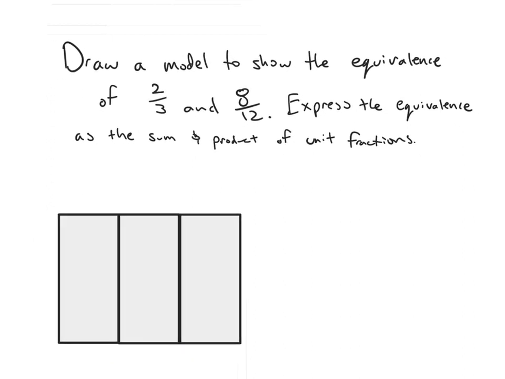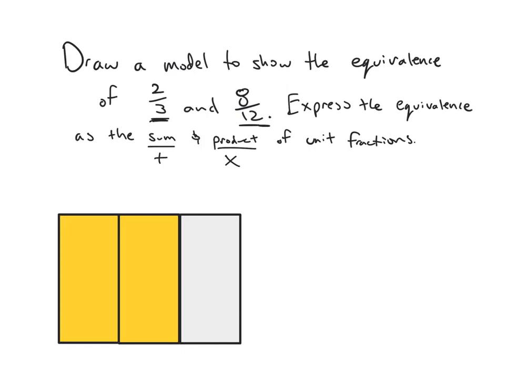In this example, we're going to be drawing a model to show the equivalence of 2/3 and 8/12. And I'm going to express the equivalence as the sum and product of unit fractions. So that means I'm going to need to write an addition sentence and a multiplication sentence to show this equivalence. So to start out, I'm going to look at my original fraction, 2/3, and shade in 2/3 of my area model here. I'm going to use yellow for this problem.